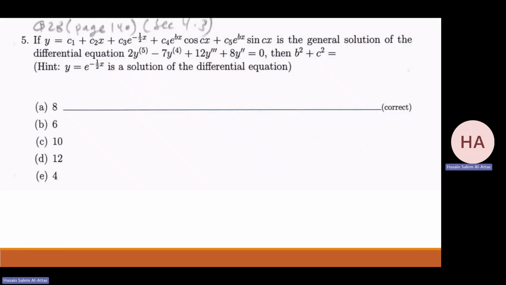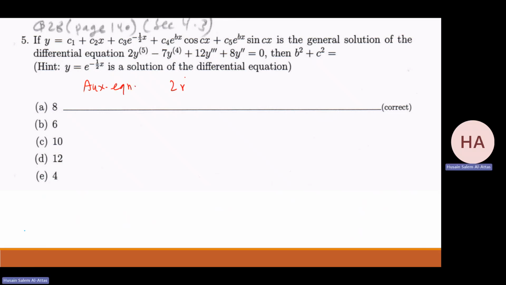If y equals c1 plus c2 plus c3 plus c4 plus c5 is the general solution of this differential equation. So he did what? This one, the auxiliary equation. What will be the auxiliary equation?